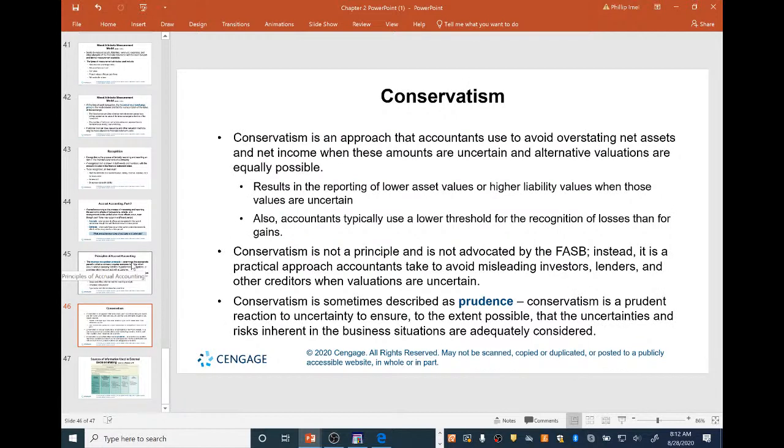A little more on conservatism. Once again, it's an approach that accountants use to avoid overstating net assets and net income when these amounts are uncertain and alternative valuations are equally possible. So it says here, it results in the reporting of lower asset values or higher liability values when those values are uncertain. And also, accountants typically use a lower threshold for the recognition of losses than for gains. So what are we talking about with conservatism?